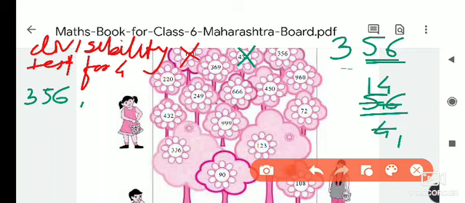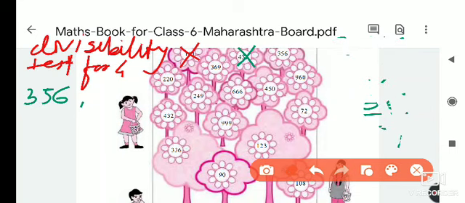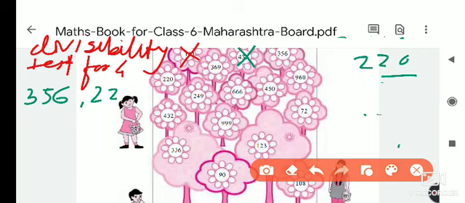Now we will check the next number. The number is 220. Inside this, 20 is divisible by 4 because 4 5s are 20. So 220 is divisible by 4. Next, 369.